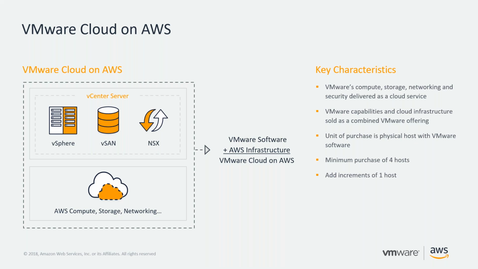So with VMware Cloud on AWS, you can see where you have AWS's compute, storage, networking. Then on top of that resides ESXi on the bare metal hosts. Then you have your vSphere, vSAN, and NSX.